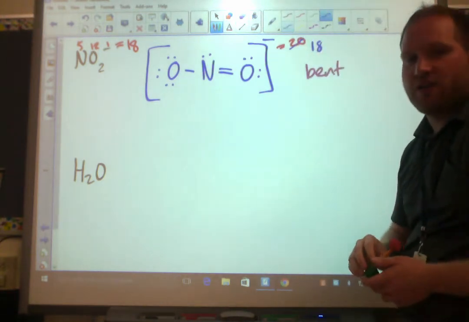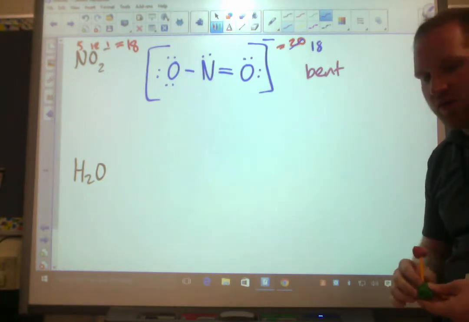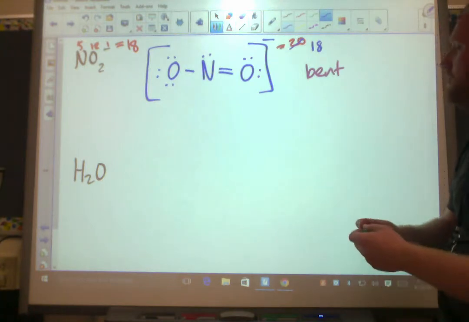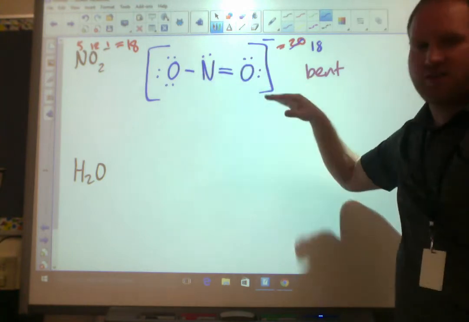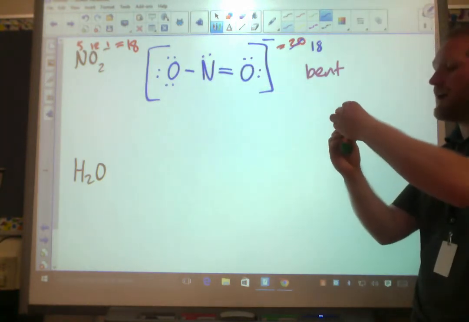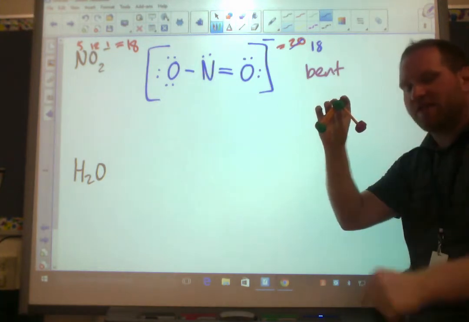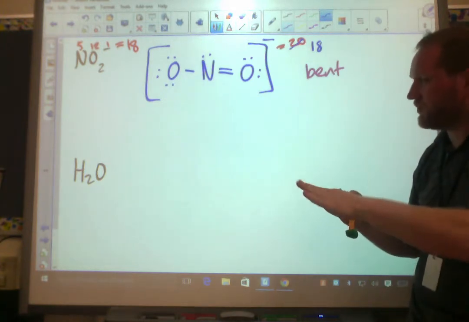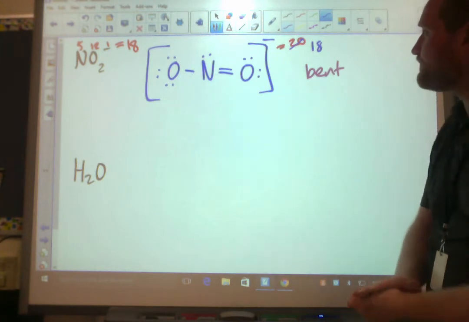Now, in terms of polarity, all bent molecules are going to be polar because this can no longer be symmetrical. If it were straight across like this, it would be perfectly symmetrical and it would be nonpolar. But because they're now bent, it throws off the symmetry. It's pulling now in different directions. So therefore, it's going to be a polar molecule. All bent structures are always going to be polar.